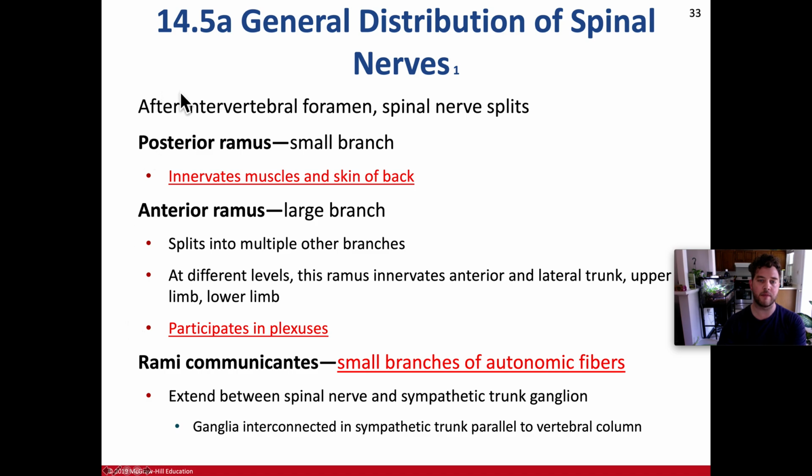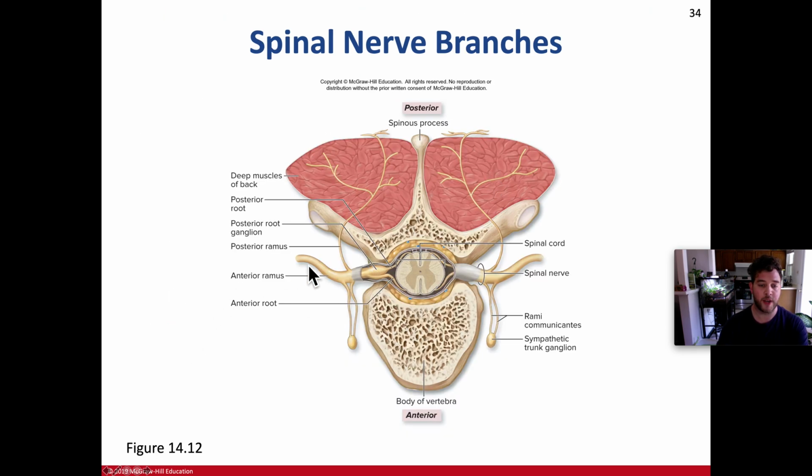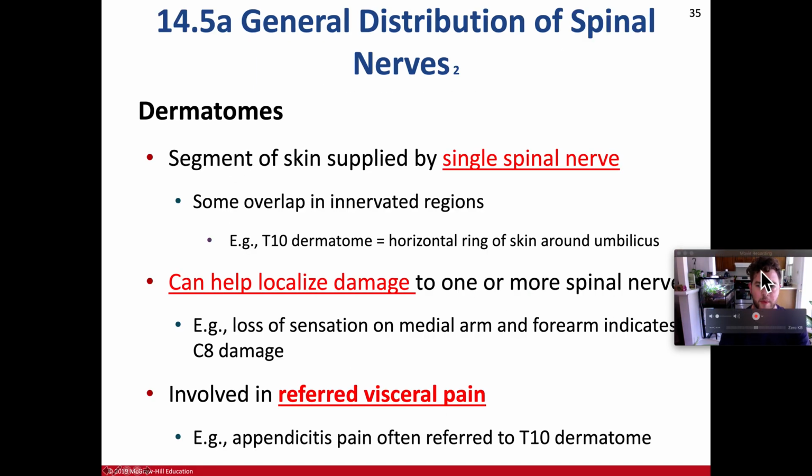Just understand that your spinal nerve is going to split, and it's going to split into potentially three different regions. So here you have this anterior ramus going right here. There's your smaller posterior ramus going that way. And then your rami communicantes and the sympathetic trunk ganglion. This is just one of them, and again, we're looking from a superior view when we look at it this way. So you can just imagine these right here on either side, 31 of them up and down, or however many there are. I can't remember how many there are.